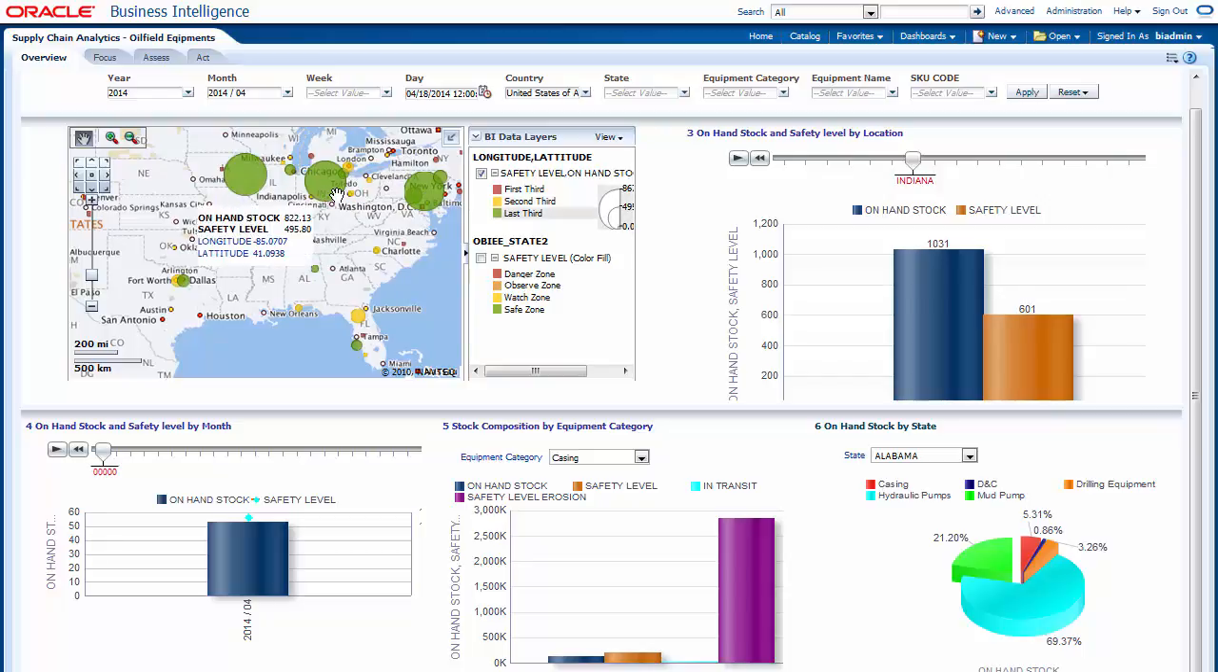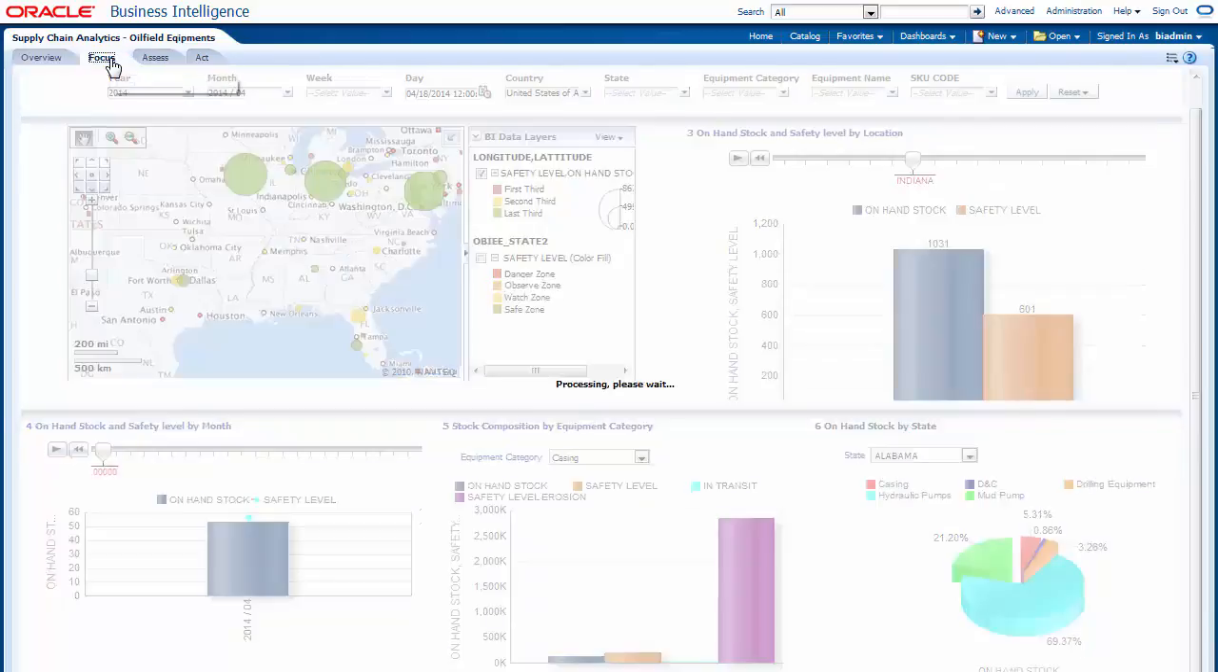Greens are the situation where the safety level is appropriately covered by the on-hand stock. Yellows are the overstocking situations where the on-hand stock is way higher than the safety levels, and the reds are the understocking situation. Let me summarize what we have done so far.